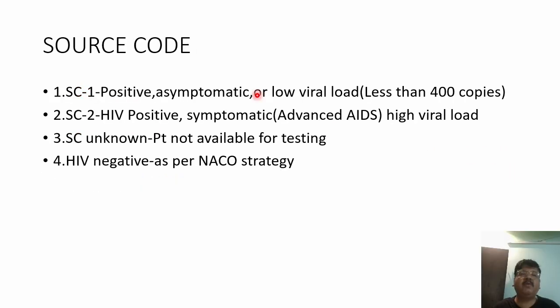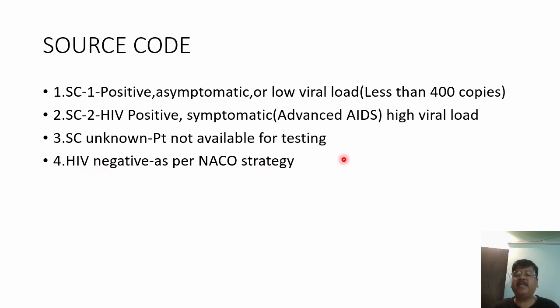Then source code. Source code 1 is HIV positive, asymptomatic, and low viral load. So these are the three situations where the source code is 1. Source code is 2: HIV positive specimen, symptomatic with advanced AIDS and high viral load. Then source code is unknown: patient is not available for testing. Then HIV negative as per the NACO strategy. So the testing should be done as per the NACO strategy, and it should be declared as HIV negative.